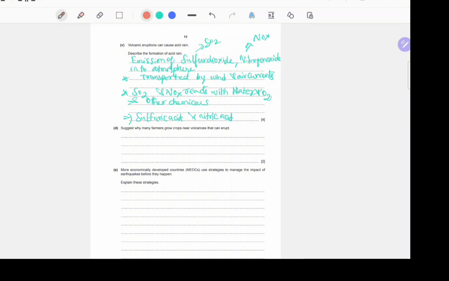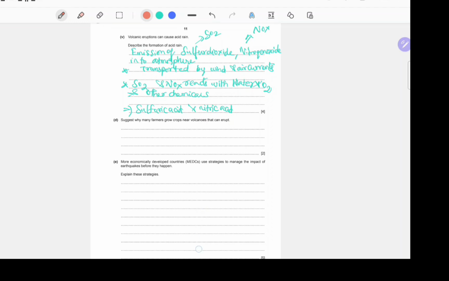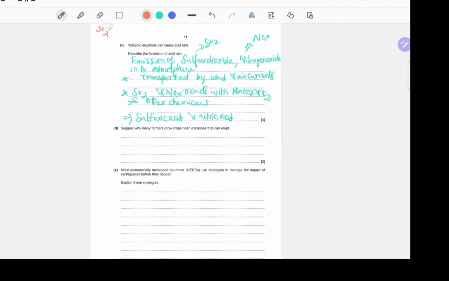Okay, so if you want to write simply, the SO2 and NOx react with water, wind, air and other chemicals to form sulfuric acid and nitric acid, which mix with water and other chemicals and fall down as acid rain.